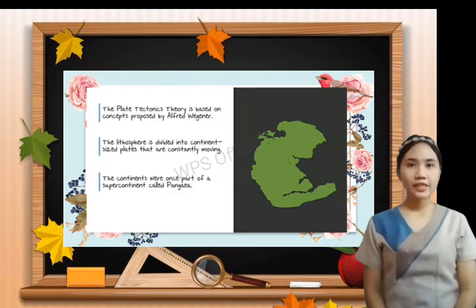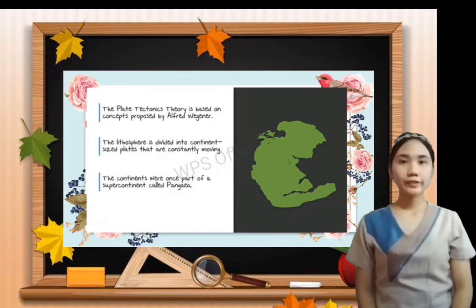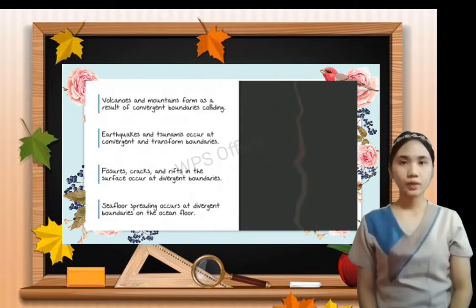The plate tectonics theory is based on concepts proposed by Alfred Wegener. The lithosphere is divided into continent-sized plates that are constantly moving. The continents were once part of a supercontinent called Pangaea. Volcanoes and mountains form as a result of convergent boundaries colliding.